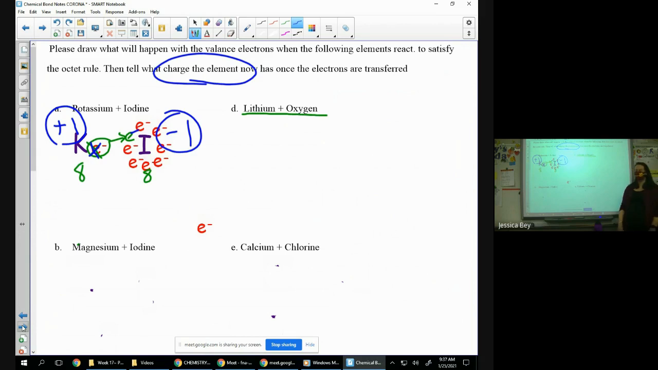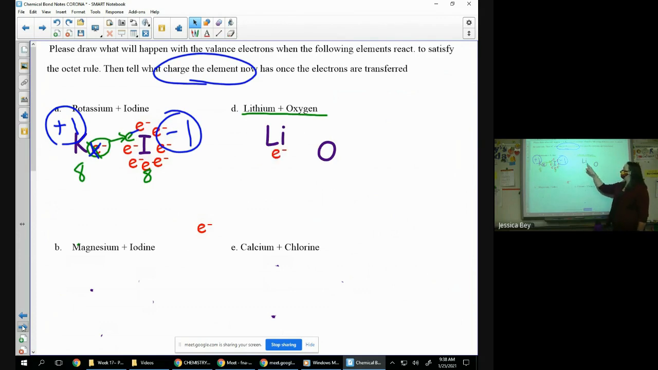Now, a little easy. Let's make it a little harder, shall we? You're waiting for it. Lithium and oxygen. What is the chemical symbol for lithium? Li. And the chemical symbol for oxygen? O. Oh, beautiful. How many valence electrons does lithium have? 1. Everybody knows because he's in group 1. Feeling it? How many valence electrons does oxygen have? 6. 1, 2, 3, 4, 5, and 6.